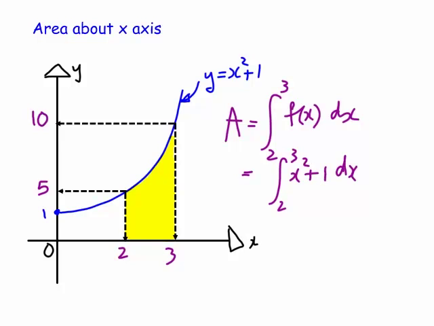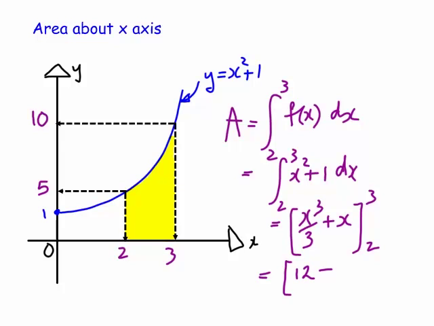Now we have to integrate all this. This would be equal to x cubed on 3, the integral of x squared. Remember, add 1 to the power, put over the new power. Then we also integrate the 1, which gives x. And then we need to feed it the values 3 and 2. First we feed it the value 3, and we get 3 cubed, which is 27, on 3, which is 9, plus another 3. So after feeding it the 3, we get 9 and 3, so we get 12.